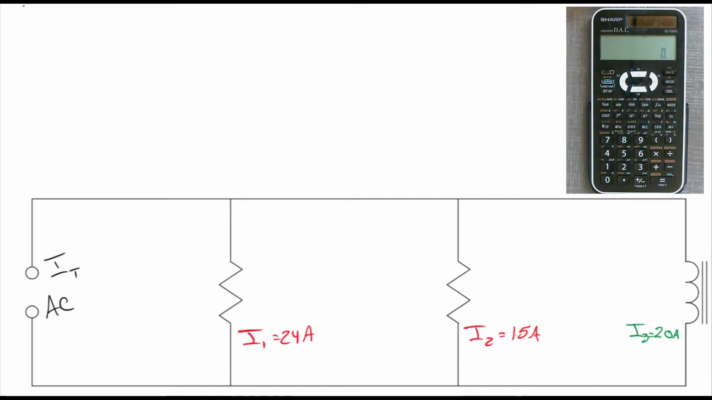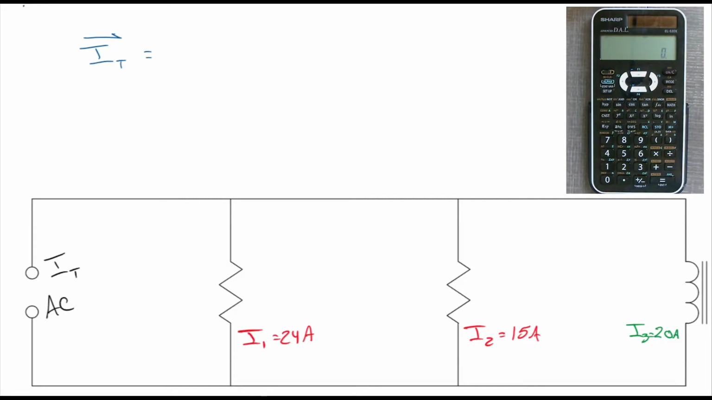So I have two resistive components, one of 24 amps and one of 15 amps, and then a purely inductive component at 20 amps. When I'm doing the polar method, I'm going to come up with I total at an appropriate phase angle.